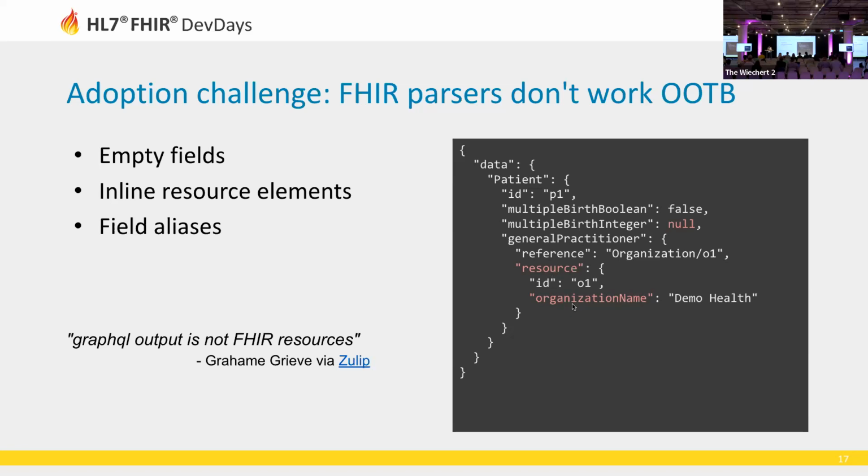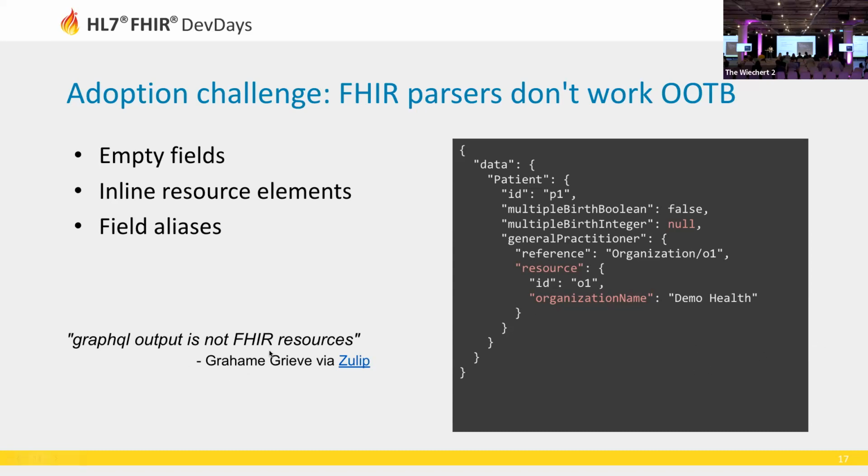And then another thing that I mentioned before is if you have different resource types that have the same field name, like organization has name and practitioner has name, and they're different types, you have to alias them. And so once you alias the field, it's going to come back in a field name that isn't part of the FHIR spec. So you have to modify your FHIR parser if that's what you're using.